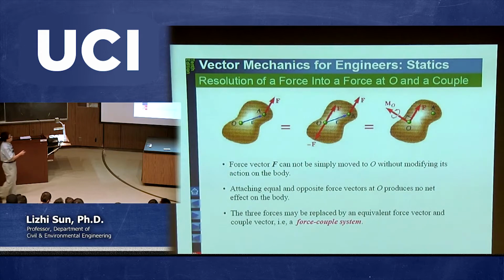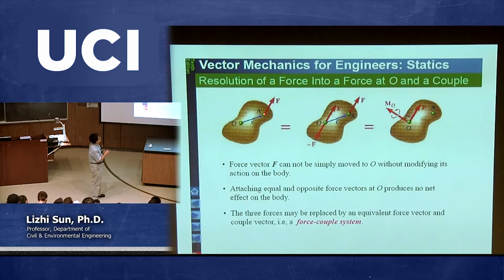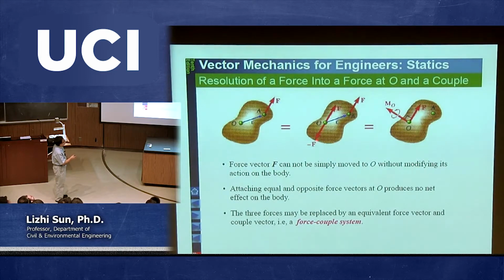That's the third kind of moment. The reason we keep talking about the moment due to a couple is because once we have such a concept, we can move a force from one point to another one. And this is always the illustration I would like to use. For example, if you have a force acting on point A, and for whatever reason you want to move this force at point A to point O, what you're going to do is virtually add two forces in this direction. The reason I'm saying virtually adding these two is because these two are canceling each other no matter what.